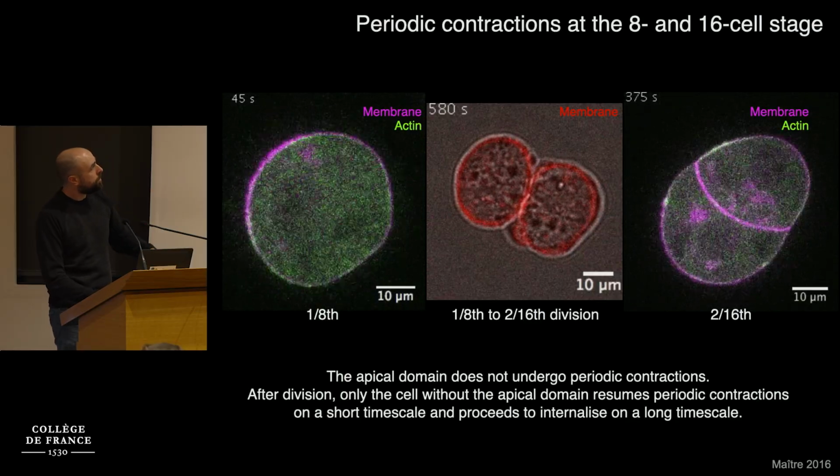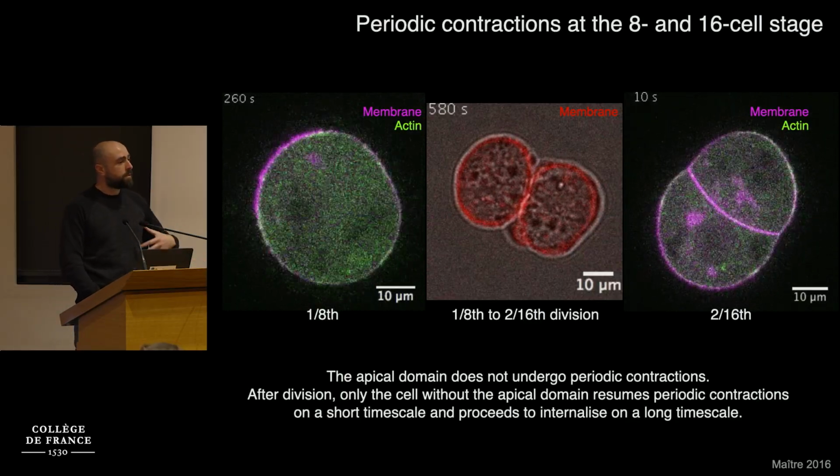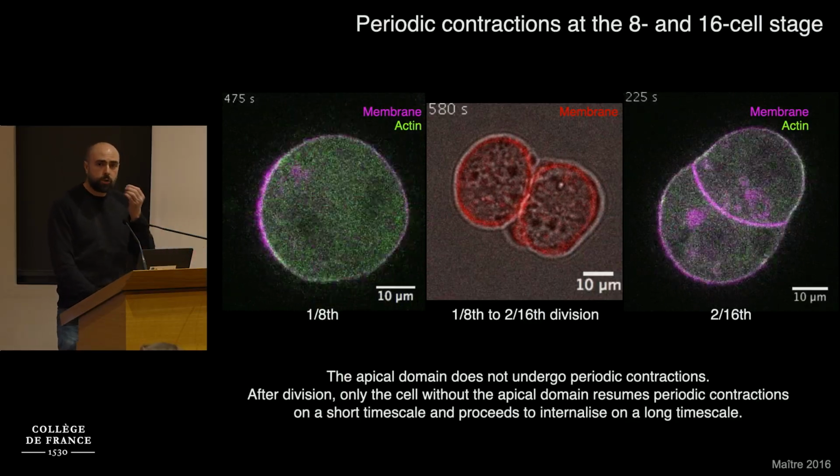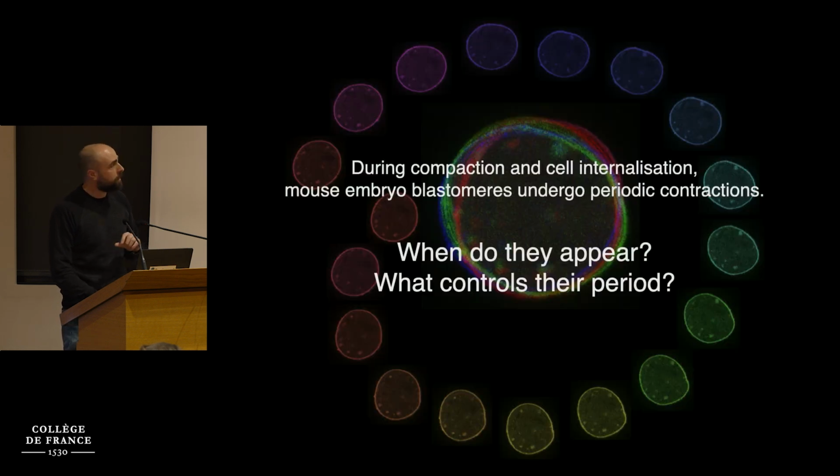What I wanted to say is that we have this long-term morphogenesis and this short-term periodic contractions. They are somehow connected, and they are happening at the same time. The question I would like to address in the next 5 minutes is: when do they appear and what controls them?